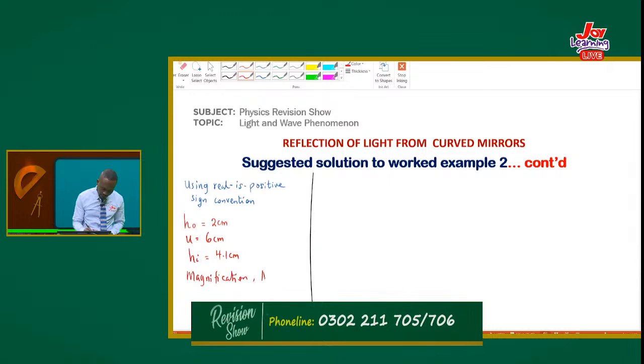We have to find two things: magnification, which is m. Then you have to find what else? Image distance, which is v. So how do we do these? We are saying we are using the real is positive sign convention. To find magnification, another formula for magnification, m is equal to image height on object height.